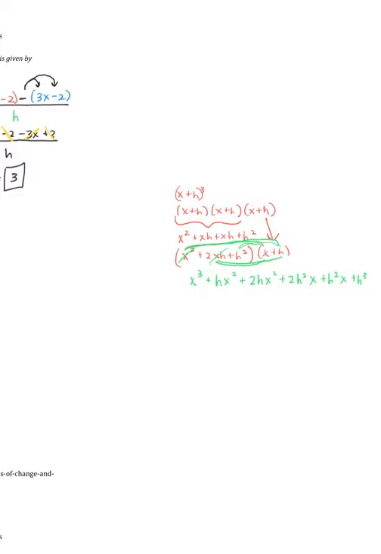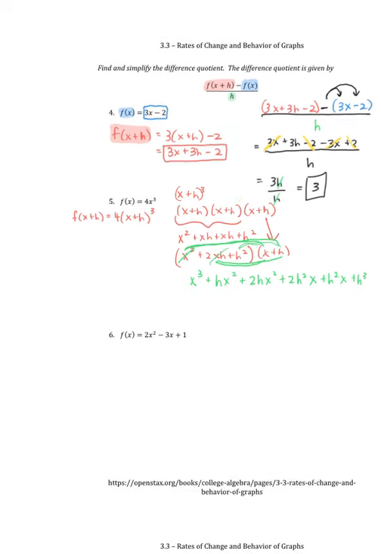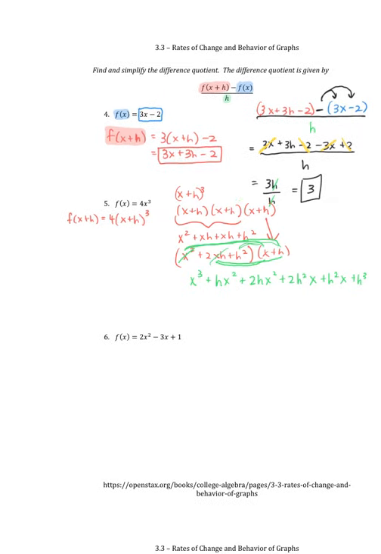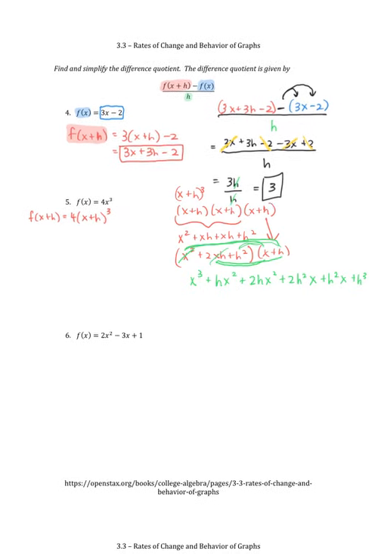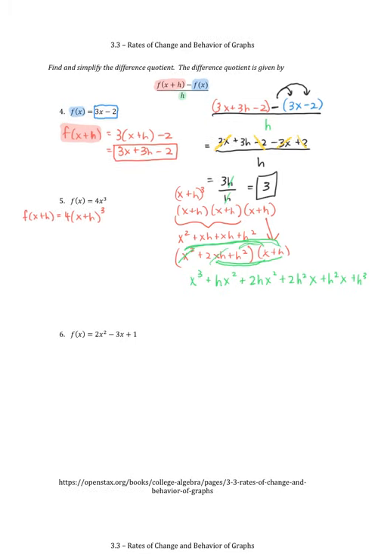But wait, also, wasn't it multiplied by something, like a 4? Yes. So we got 4 times all of that. So that's going to change. So we've got to multiply 4 times all of that in green. So that'll be 4x cubed plus 4hx squared plus 8h squared.